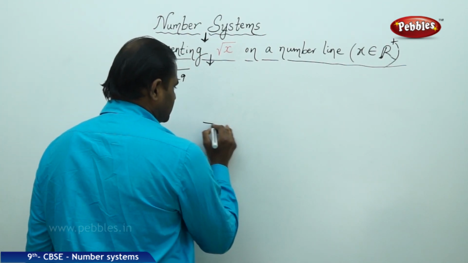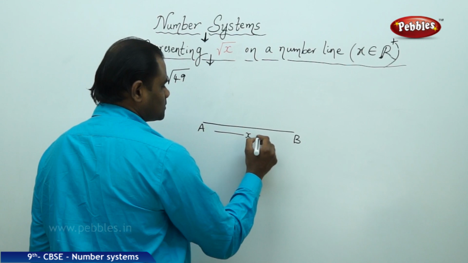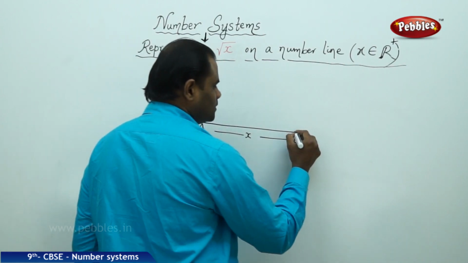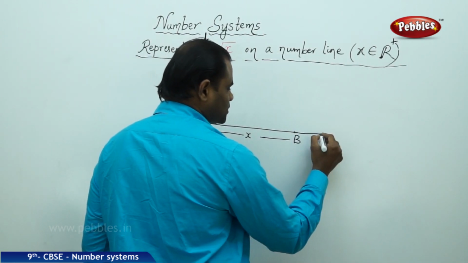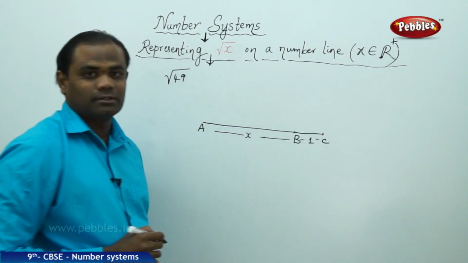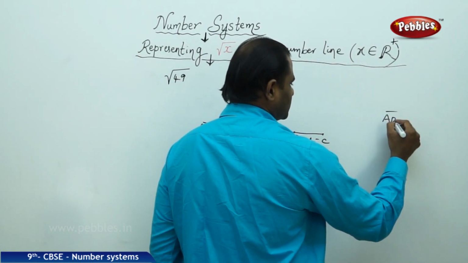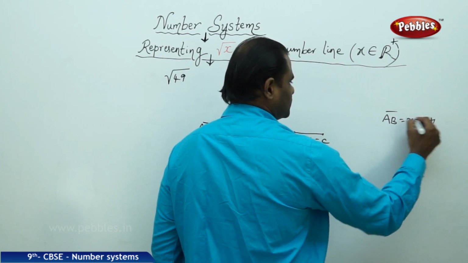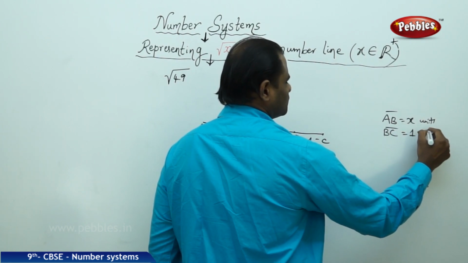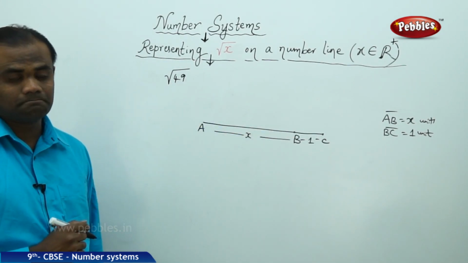For example, I take the distance AB, which is some x units. Imagine my distance AB is x units, and from B, the line AB is extended further by one more unit, so that the distance BC is 1 unit. So I have AB as x units and BC as 1 unit, which gives the complete number line from A to C.